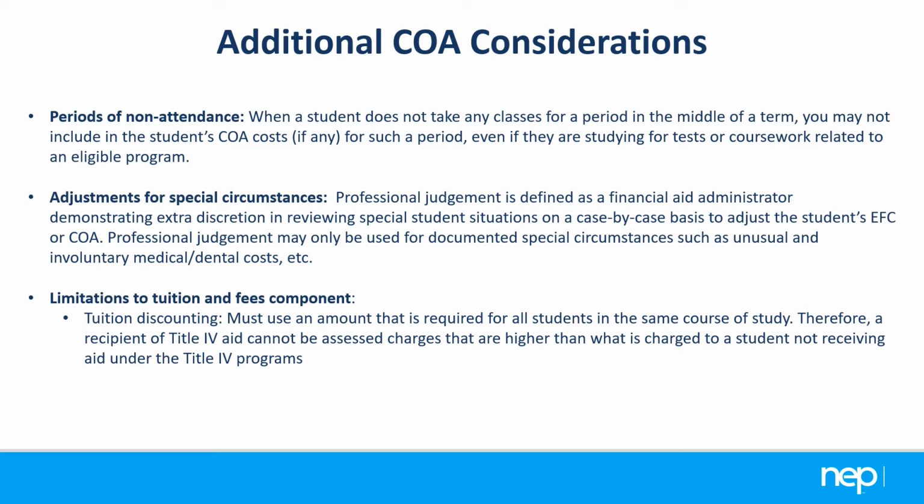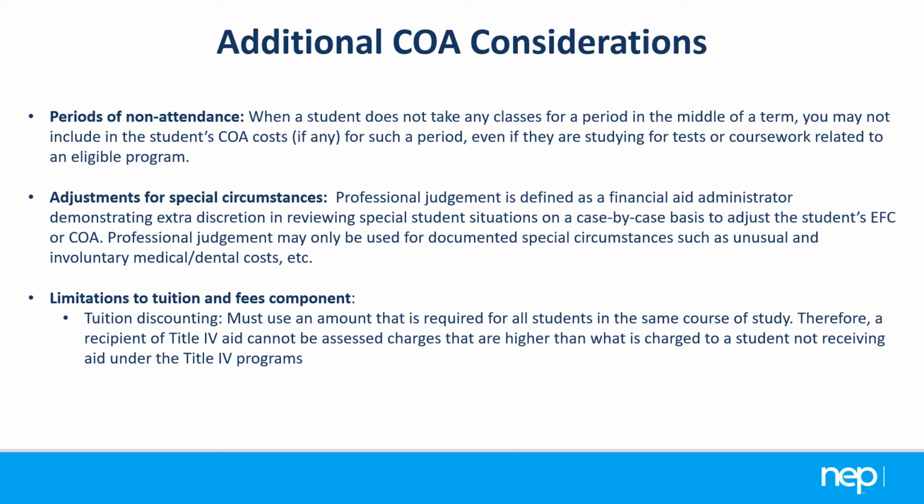Professional judgment is defined as a financial aid administrator demonstrating extra discretion in reviewing special student situations on a case-by-case basis to adjust the student's EFC or COA. Professional judgment may only be used for documented special circumstances, such as unusual and involuntary medical or dental costs, etc.